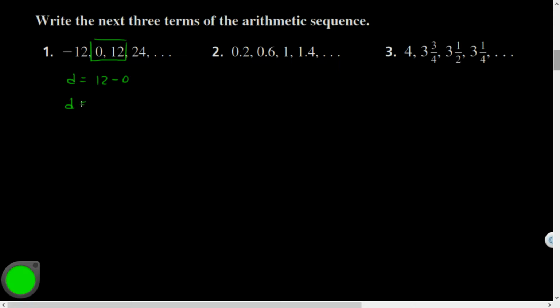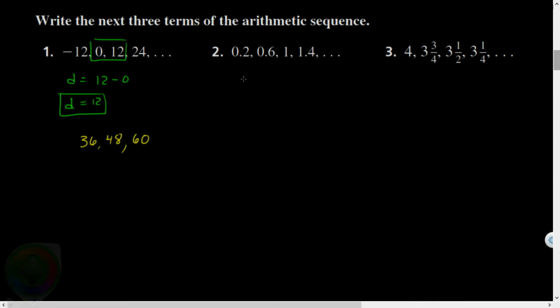Actually, I'll write it this way. D equals 12. So this is a positive common difference. So the next terms in my list are going to be 24 plus 12 is 36. Then 36 plus 12 is going to be 48. And 48 plus 12 is going to be 60. And so these are the next three terms in the list.